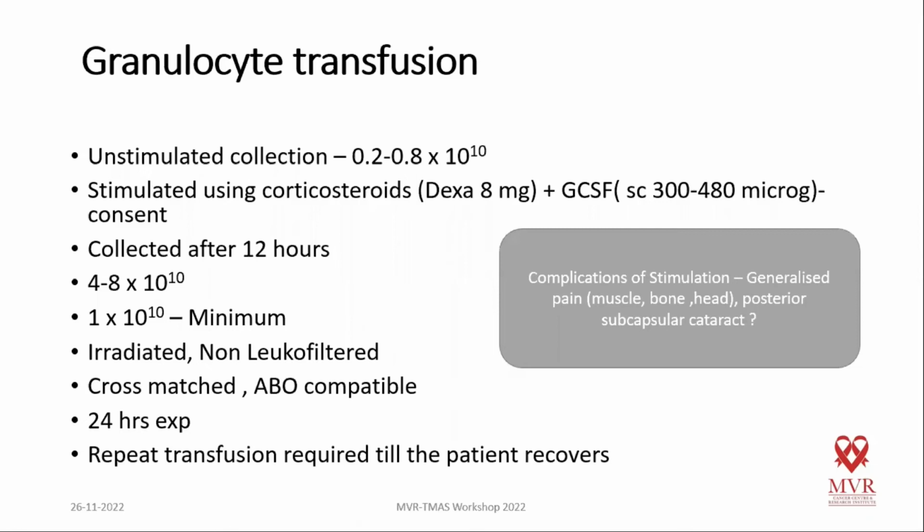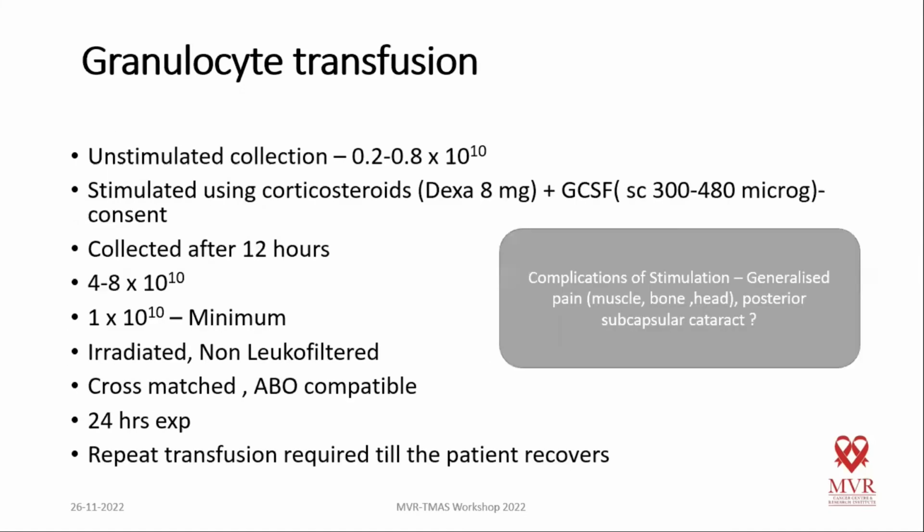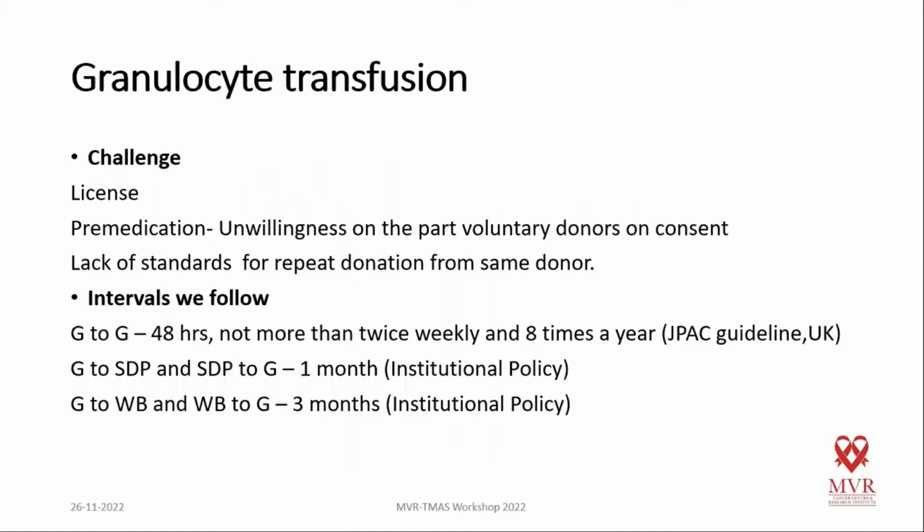So that's a challenging problem because first of all, you require a license. Pre-medication: a lot of voluntary blood donors won't be willing for it because of various reasons. These are the complications of pre-medication. GCSF can lead to generalized pain, and Dexa can lead to posterior subcapsular cataract. So it is mostly the patient's relatives who will be willing for this, and you won't have enough donors. Repeat issue has to be done by the blood bank for that particular patient till he gets over it.